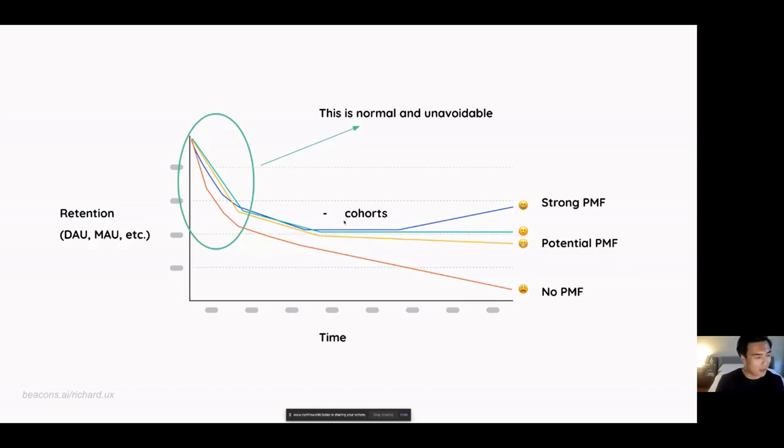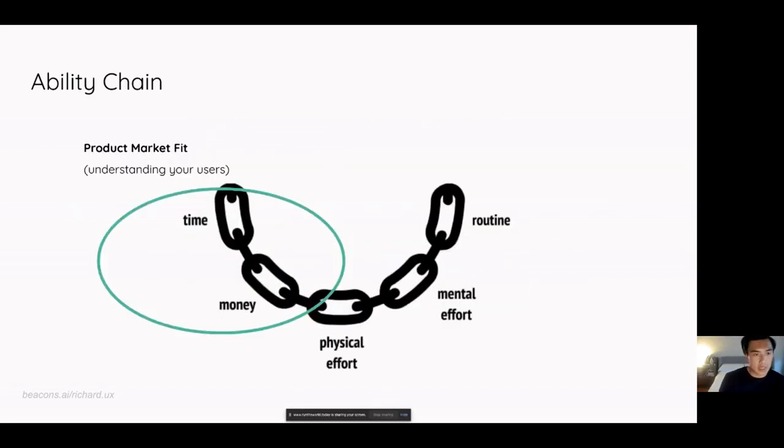This is a complicated topic, so I'll link a resource to this a little bit later. But yeah, does this make sense? The concept of a flattening retention curve? Okay, cool. And then I'll briefly reiterate the ability chains.